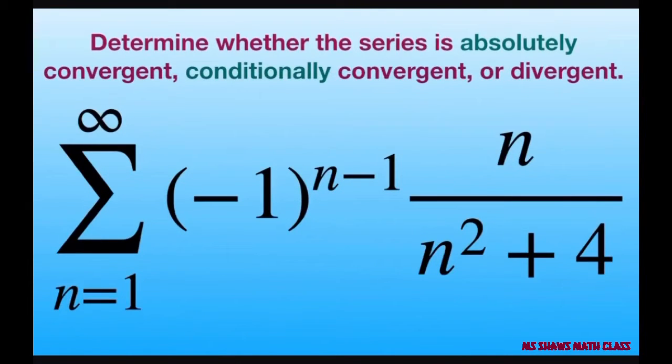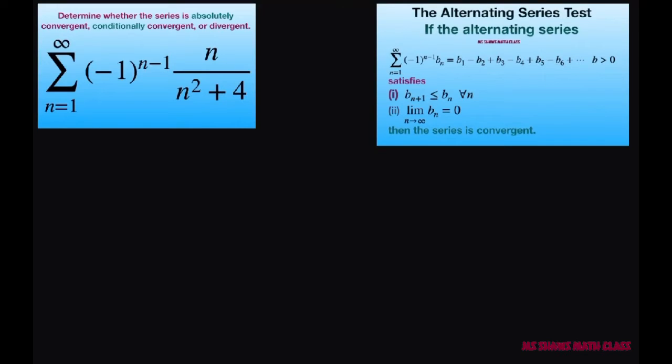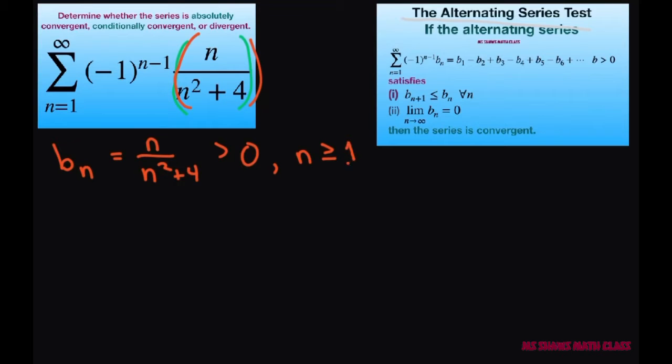Everyone, we're going to determine whether the series is absolutely convergent, conditionally convergent, or divergent. So first let's look at the alternating series test and test for just convergence. I'm going to let this part be my b sub n, so b sub n equals n divided by n squared plus 4. For this to be positive, n is going to be greater than or equal to 1.